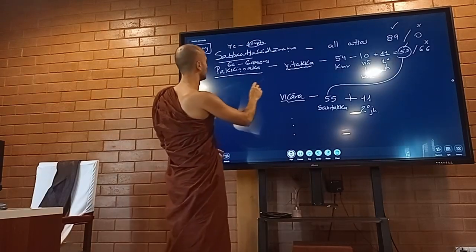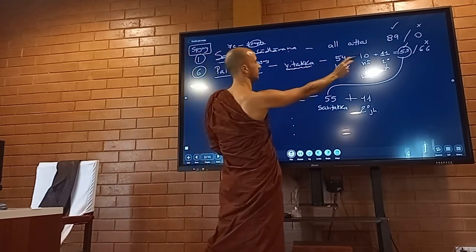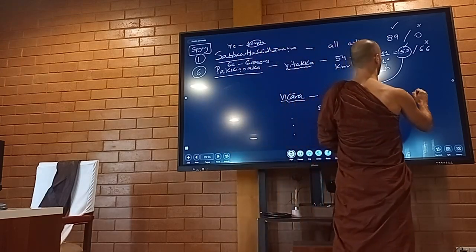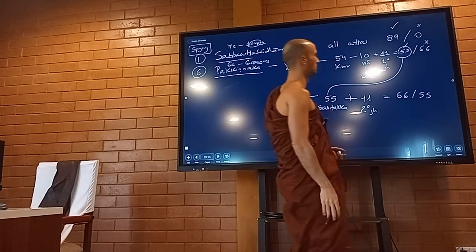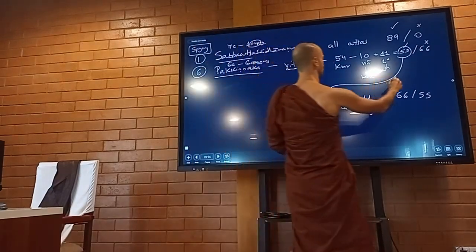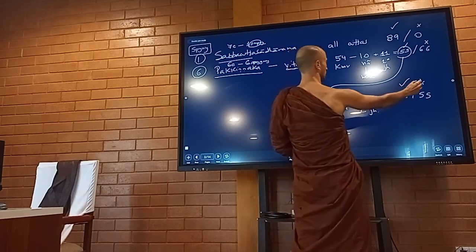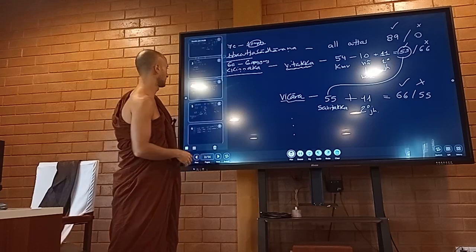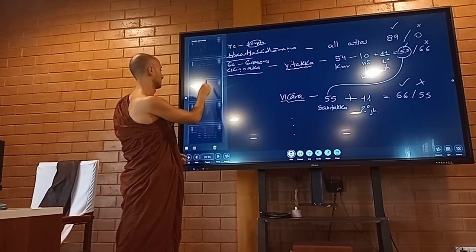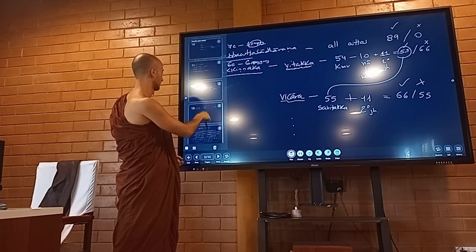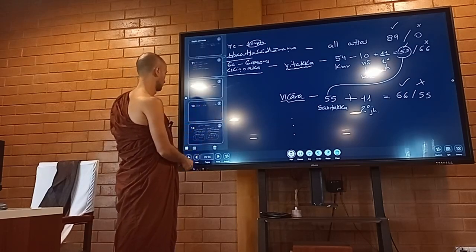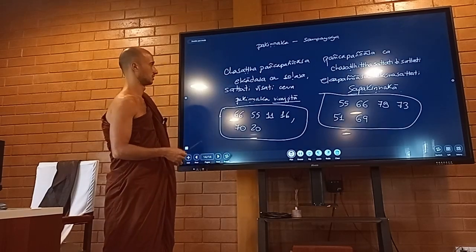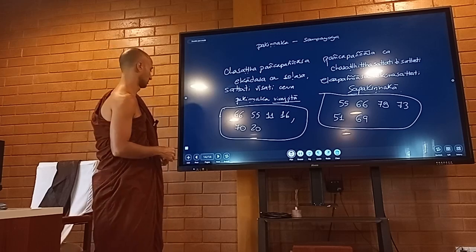What we were doing over here, you see? Vitaka 55, 66. Vichara, I didn't put 66, 55. So there is this gatha in the Abhidhammattha Sangaha. If you want, you can memorize it. Those numbers, with the pakinaka. Okay.